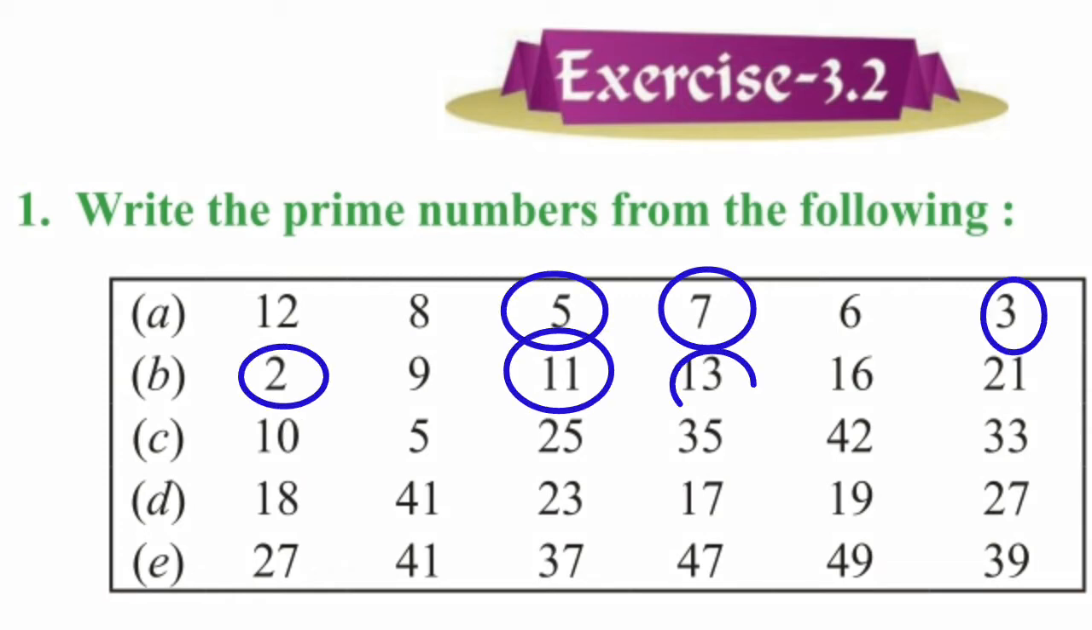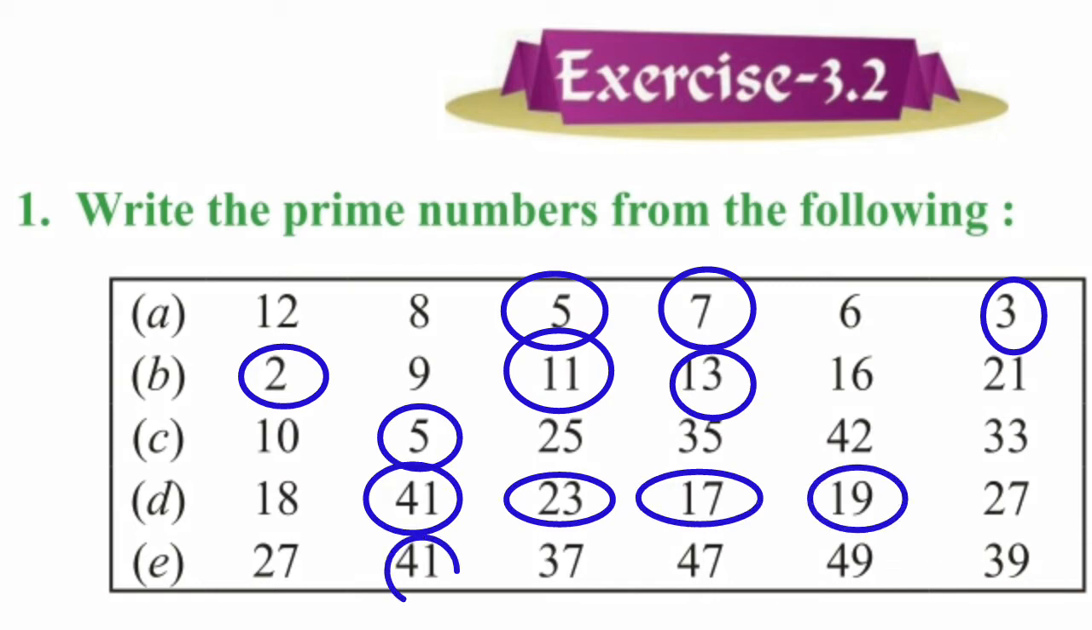So let's pick out prime numbers. From the A part, prime numbers are 5, 7, 3. From the B part, 2, 11, 13. From the C part, 5. From the D part, 41, 23, 17 and 19. And from the E part, 41, 37, 47. So these are the prime numbers.